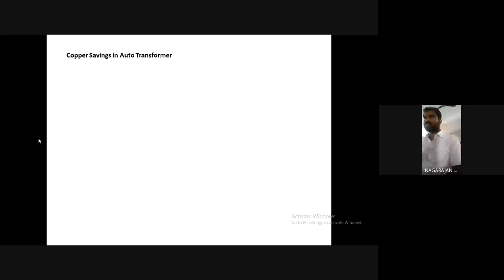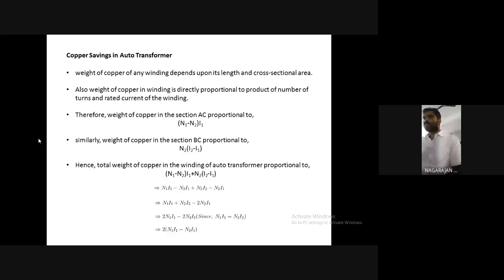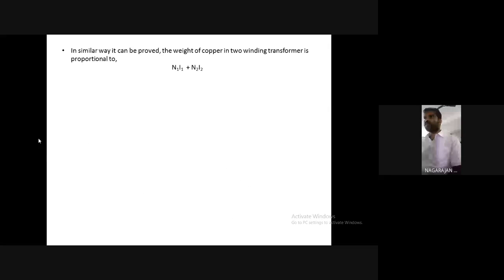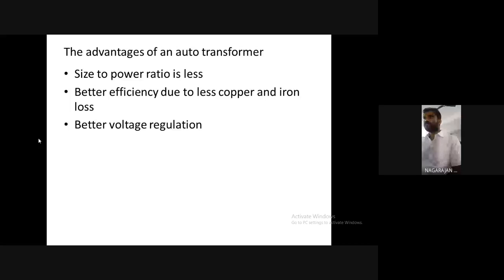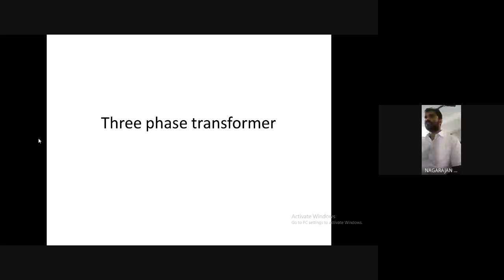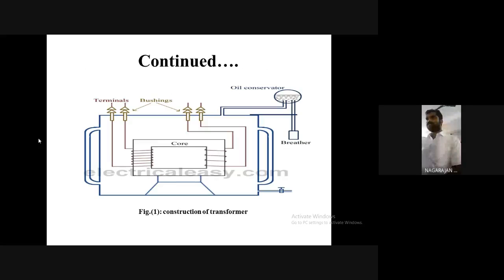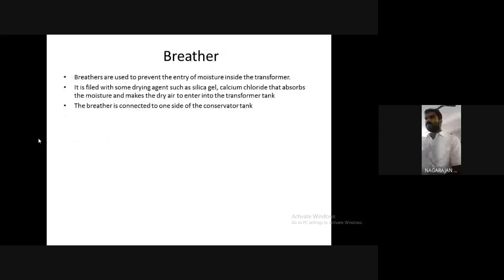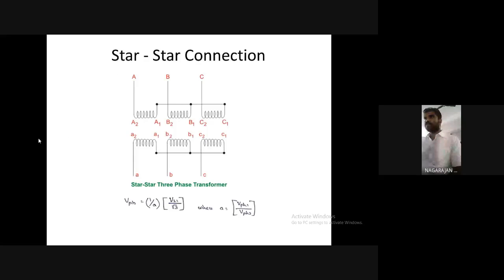For how much amount of copper is saved in an auto transformer. And the difference between auto transformer and two winding transformer, those parts we derived in the second module. And we saw the applications and advantages. In three-phase transformer, we studied the construction, working principle, and the various types of connection of three-phase transformer. So this is where we stopped in the last class.